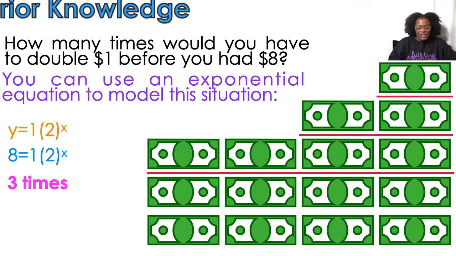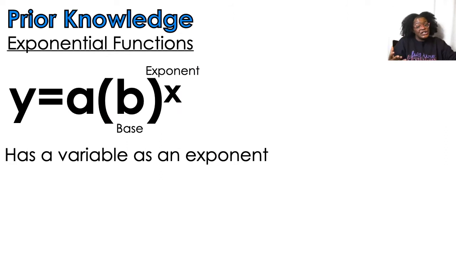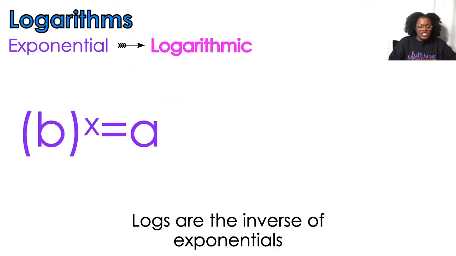So more prior knowledge, we keep going, we're on a journey here. Exponential functions are y equals a times b to the x, where b is the base and x is the exponent. The variable has to be an exponent for an exponential function. So what I'm going to teach you is to change from exponential notation into logarithmic notation. Logs are the inverse of exponential functions. We learned about inverses already also.